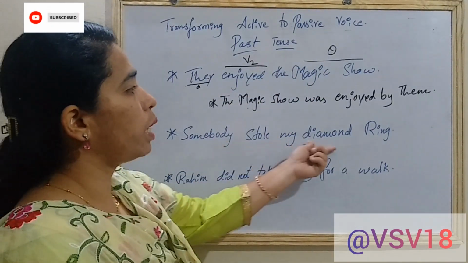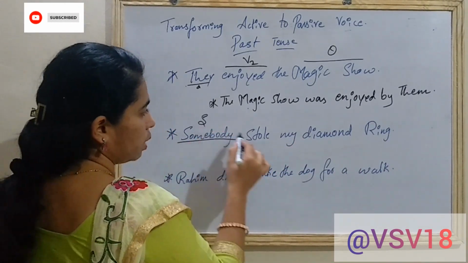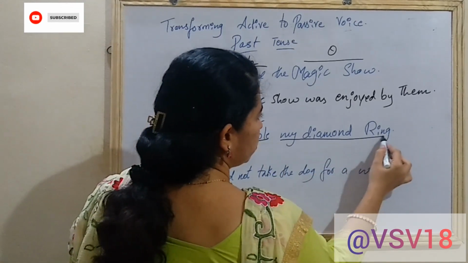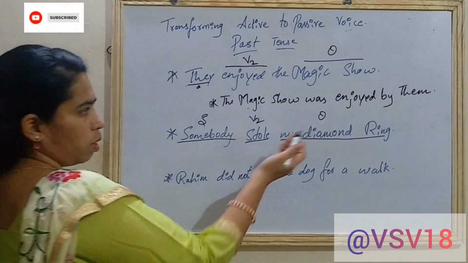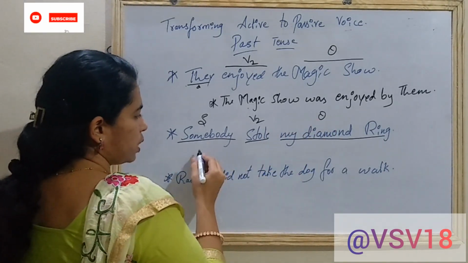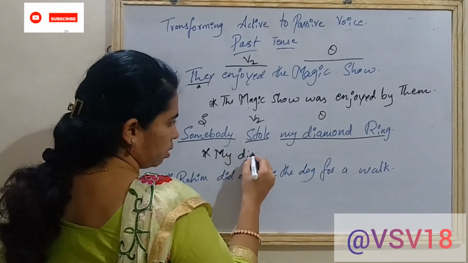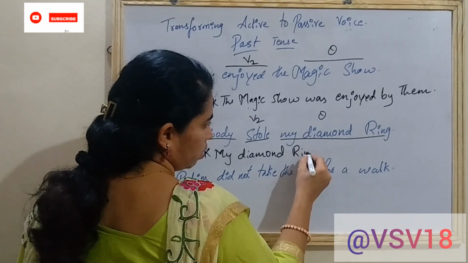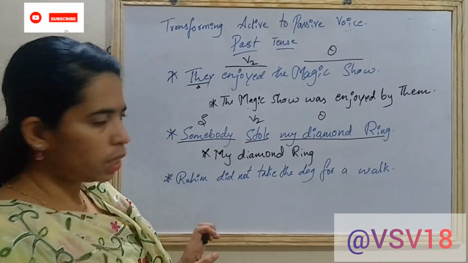Somebody stole my diamond ring. Somebody is subject. Stole is V2. My diamond ring is object. Okay, let us change it. So obviously object will come first. My diamond ring. So it is already in V2. We have to change it into V3.